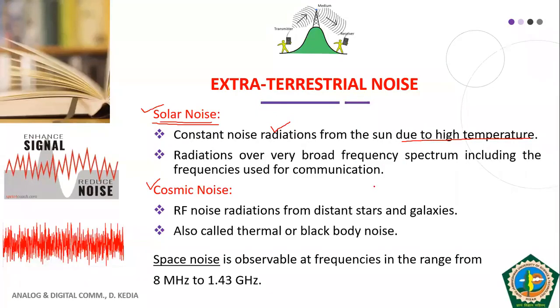Those radiations which are generated from the sun are over a very broad frequency spectrum, and it also includes the frequencies that we use for communication. Obviously we know that the sun undergoes a lot of cycles, and under those cycles the intensity of the radiations generated from the sun keeps on varying. So the sun is also a very big source of noise radiation.